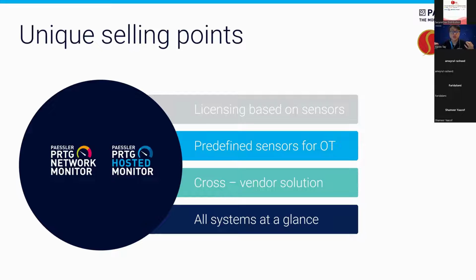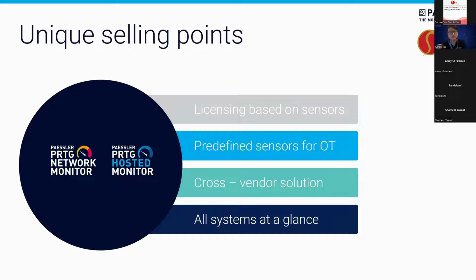And of course, we also have predefined sensors for the OT. Like we said earlier, a few of the protocols that we can support are Modbus and OPC. Later on, I'll go through a bit to let you see what sensors we have, a very brief walkthrough. Then we are a cross-vendor solution. We are what we call vendor agnostic. So we are not locked to a specific vendor. As long as those devices and machineries support the protocols that we have, we can help you monitor them within PRTG.